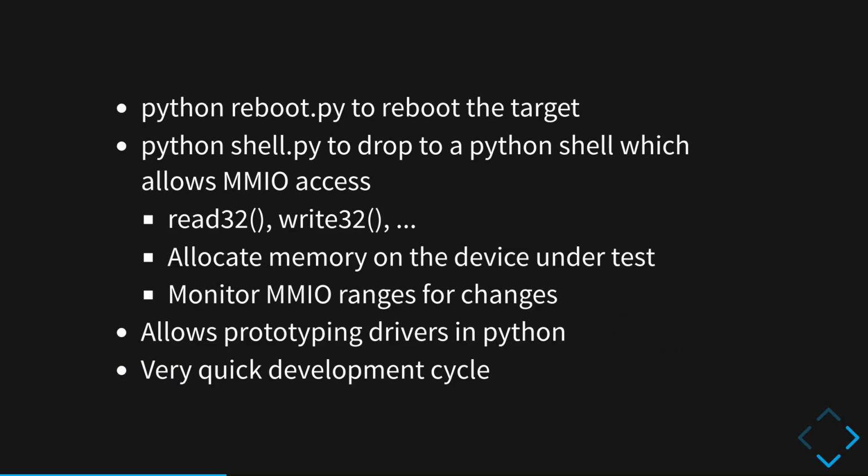So if you messed the hardware up in some way and you need a full reset, just run Python reboot on your main machine. That's going to reboot your target. You can also use a shell.py, which drops to a small Python shell, and then you can send read or write commands over the UART to the Apple Silicon device and figure out how the hardware works. You can also allocate memory there if you need a memory buffer and put stuff there.